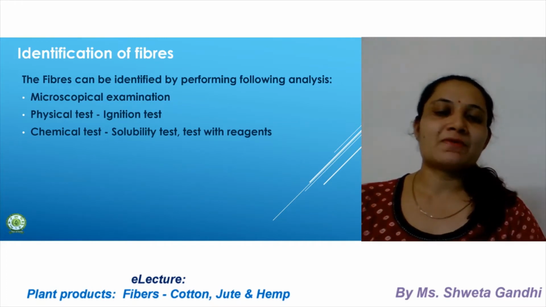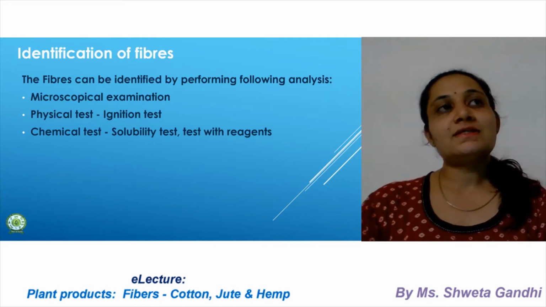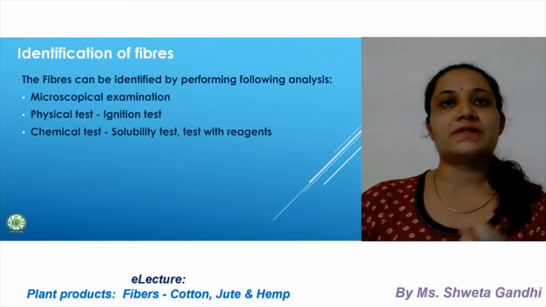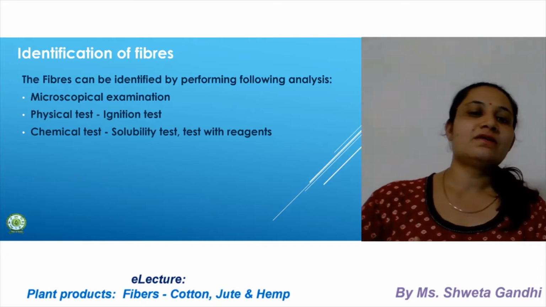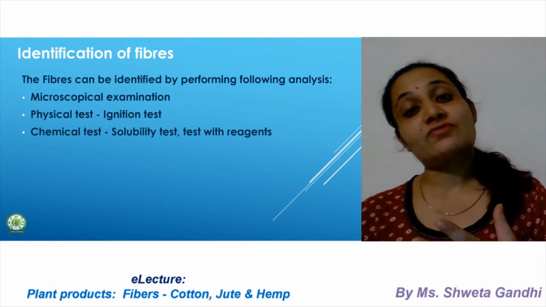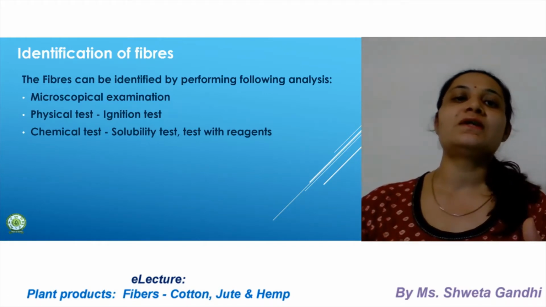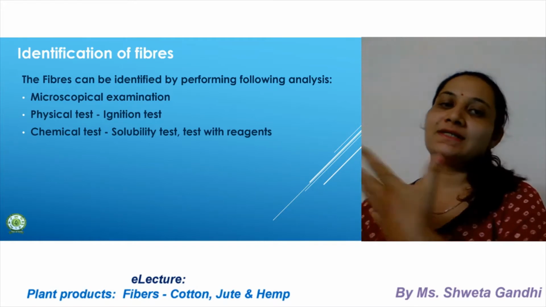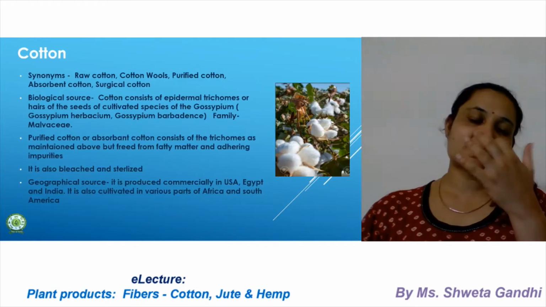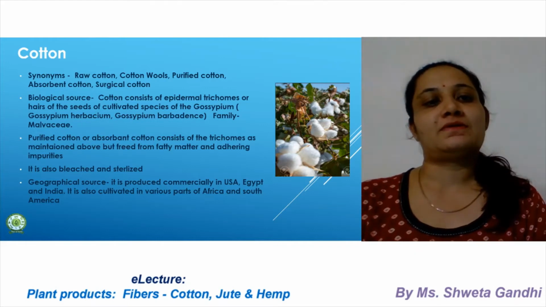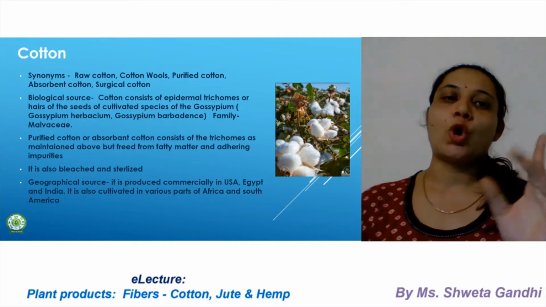Physical test, by performing a physical test like the ignition test. Another is the chemical test, by solubility test. Depending on the solubility, we can confirm that it is the fiber. Or with the test with reagents, meaning test with chemicals, we can also prove that the substance contains the fibers. Next, the first category of plant fibers, that is natural plant fiber, is cotton.